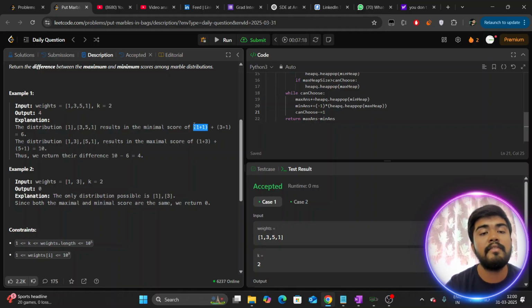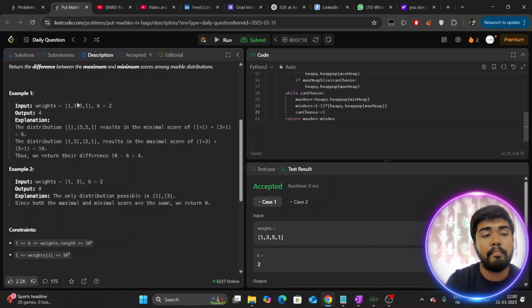So on the first bag, the contribution is 1 plus 1. For the second bag, the first marble is 3 and the last marble is 1, so the contribution is 3 plus 1. The total score of such a split is the first bag's contribution plus the second bag's contribution. If you have k bags, you have to sum up to k. Here we have 2 bags, so we did the first bag's contribution plus the second bag's contribution. In that case we have 6, which is the minimum score we can achieve.